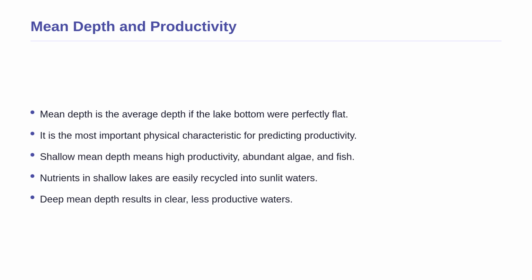They grow lots of algae and fish because nutrients are easily recycled from the bottom back into the sunlit waters. Conversely, lakes with a deep mean depth are usually clear and less productive because nutrients sink into the dark, deep waters where plants cannot use them.